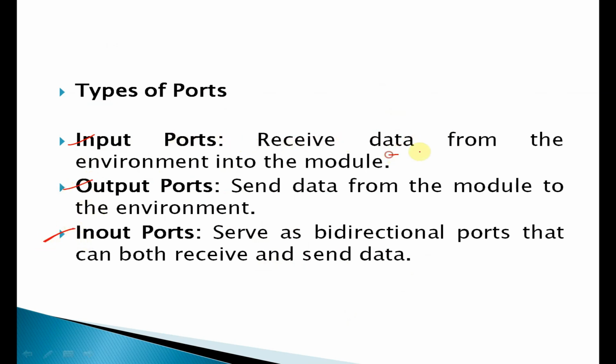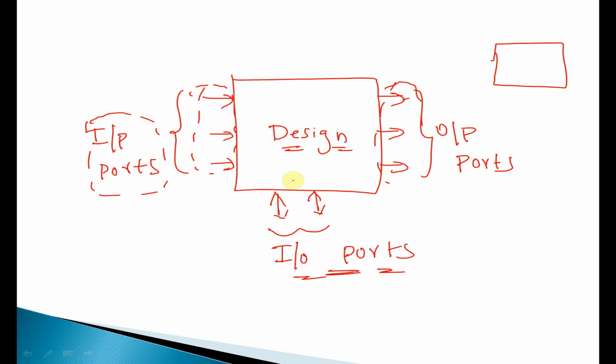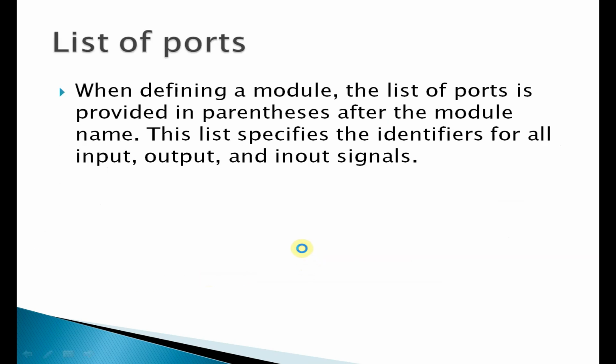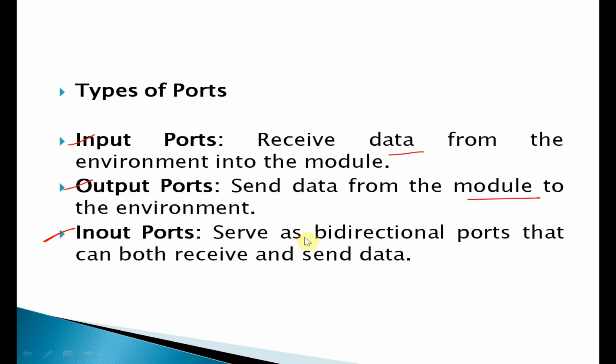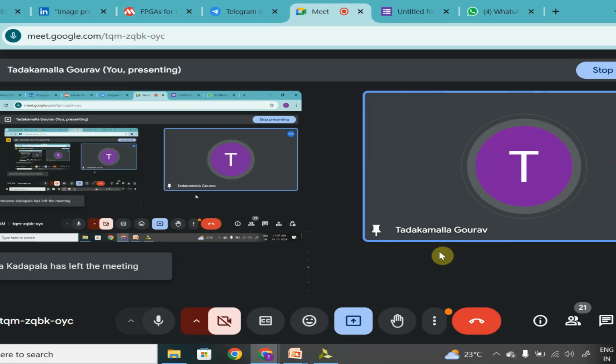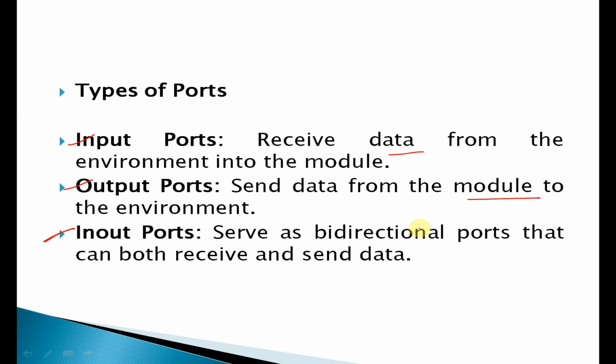Input ports receive the data from the environment into the module, and output ports send the data from the module to the environment. Environment is nothing but the outside of this particular design. In-out ports serve as bidirectional ports that can both receive and send the data. So up to here, is it clear regarding the input ports and output ports? Is there any doubt or query?